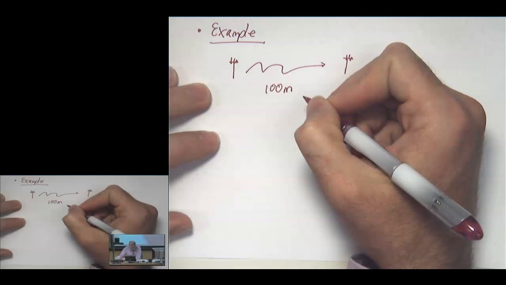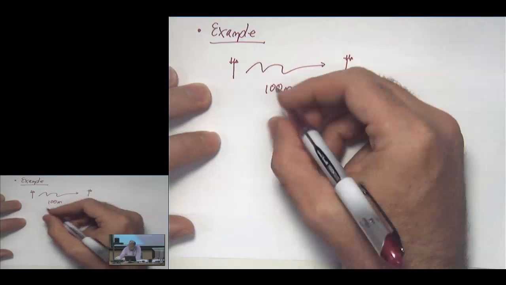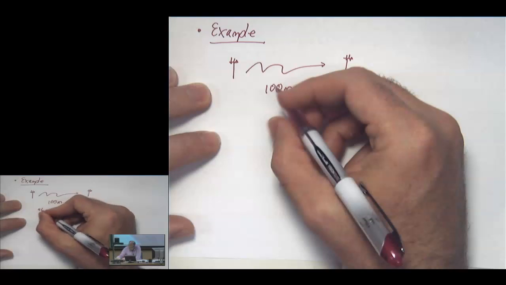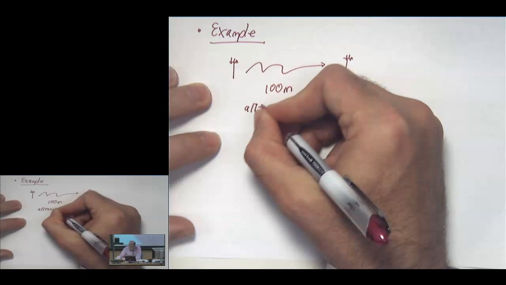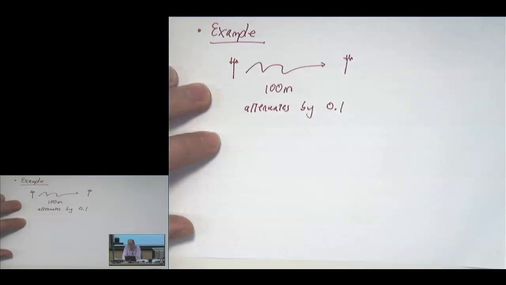And let's see here. We assume that during this distance of 100 meters, the channel attenuates by 0.1. So we receive a tenth of the signal that we sent. And it propagates over 100 meters, so there's a propagation delay.